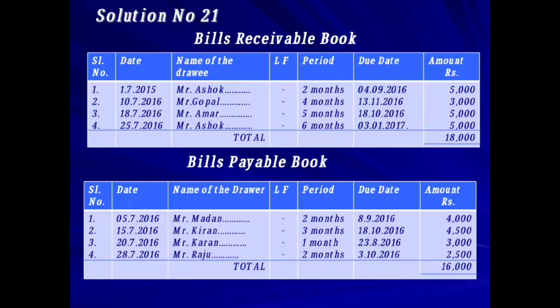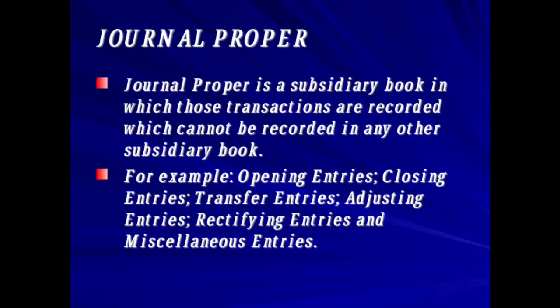Now the total of bills receivable: how much we should receive on the bills? 18,000. And how much we should pay on the bills? 16,000. I have explained it clearly. If you don't understand anything, definitely you can ask your doubts and get them clarified. Then next we have journal proper here. What is journal proper?